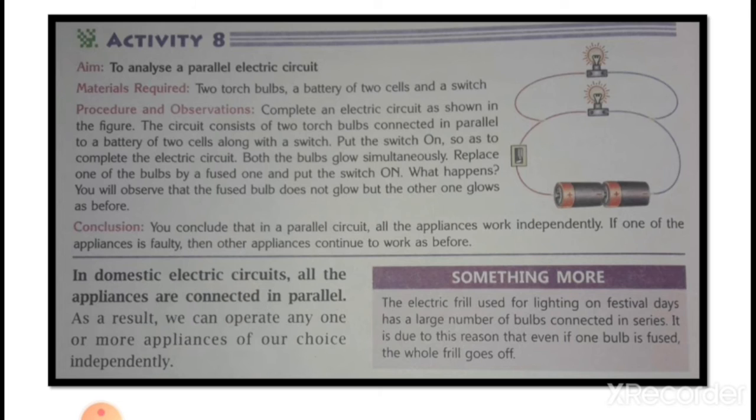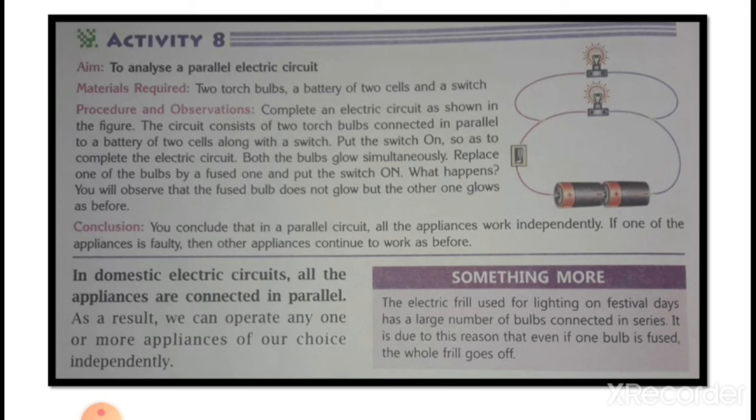For example, when we are entering our home, we know that we have a hall, bedrooms, kitchen, bathrooms, storerooms, everything separately. If we are entering into a hall and switch on the bulb, what happens? It will glow. And when we put the fan on, then it will work.